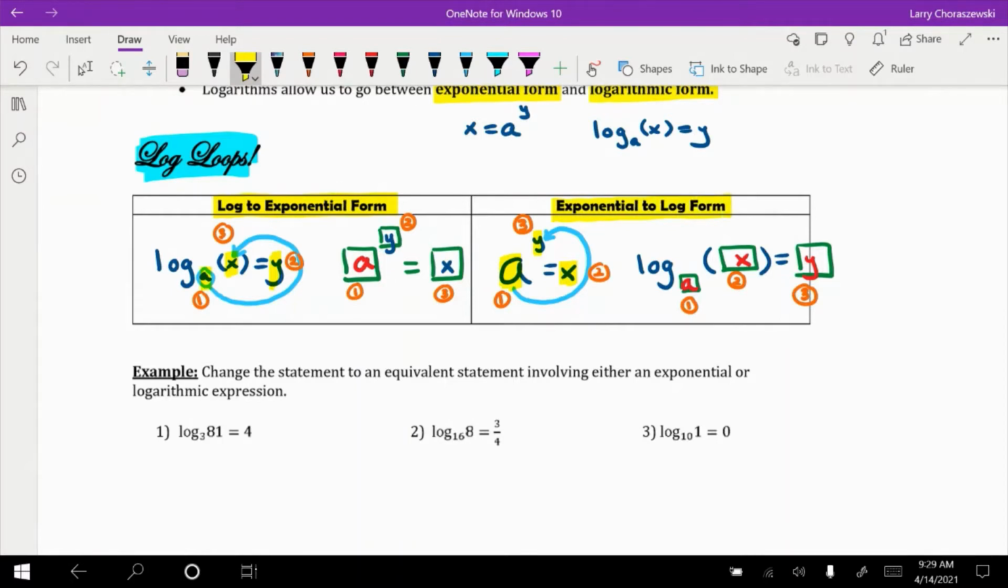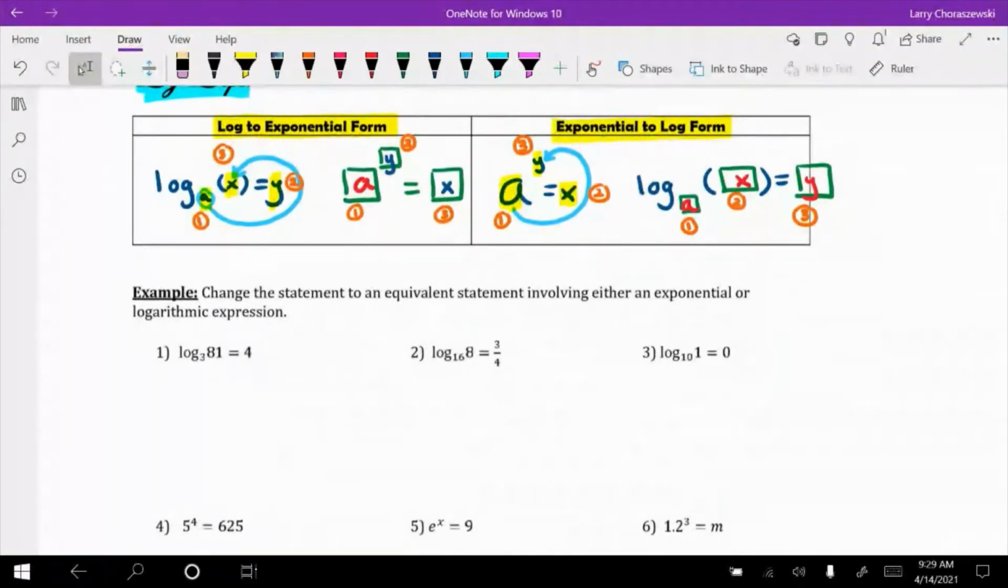Let's get some practice with this. So it says here, change the statement to an equivalent statement involving either an exponential or log expression. Now, if you look at examples 1 through 3, they're all presented to us in log format. So the only way we can go is to exponential format. Let me scaffold this with some boxes, and you don't have to write these boxes out if you don't want to. It's just without any lined paper, it's a little more difficult to tell what's in the exponent and what's not. So I just thought about this last night, and we'll see how it goes.